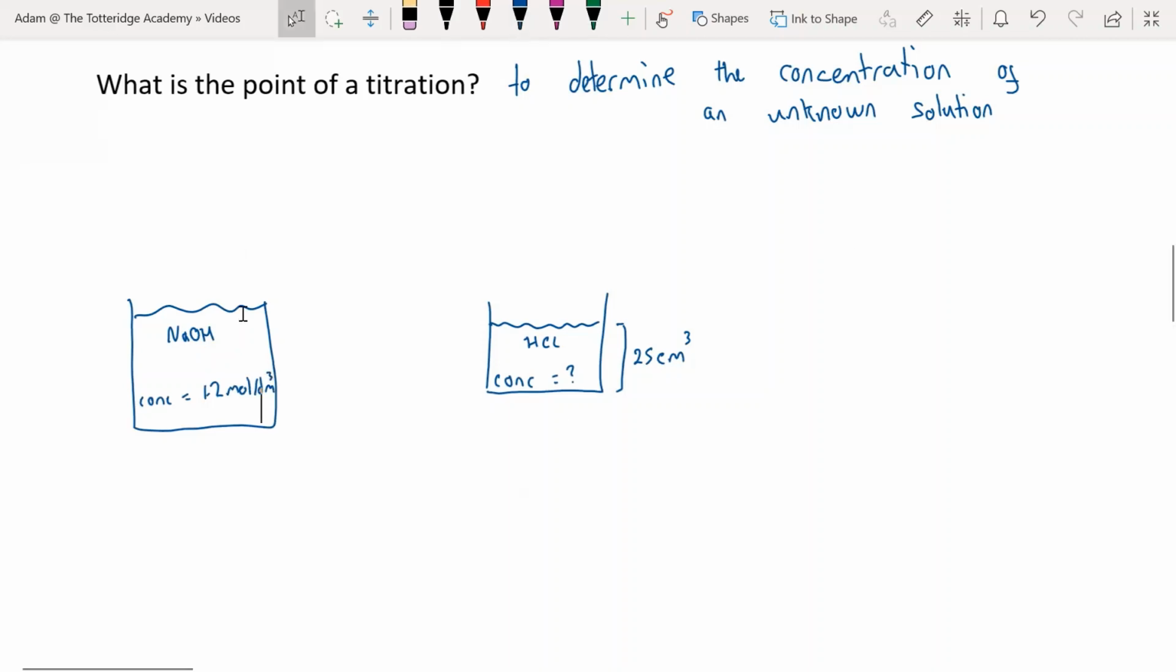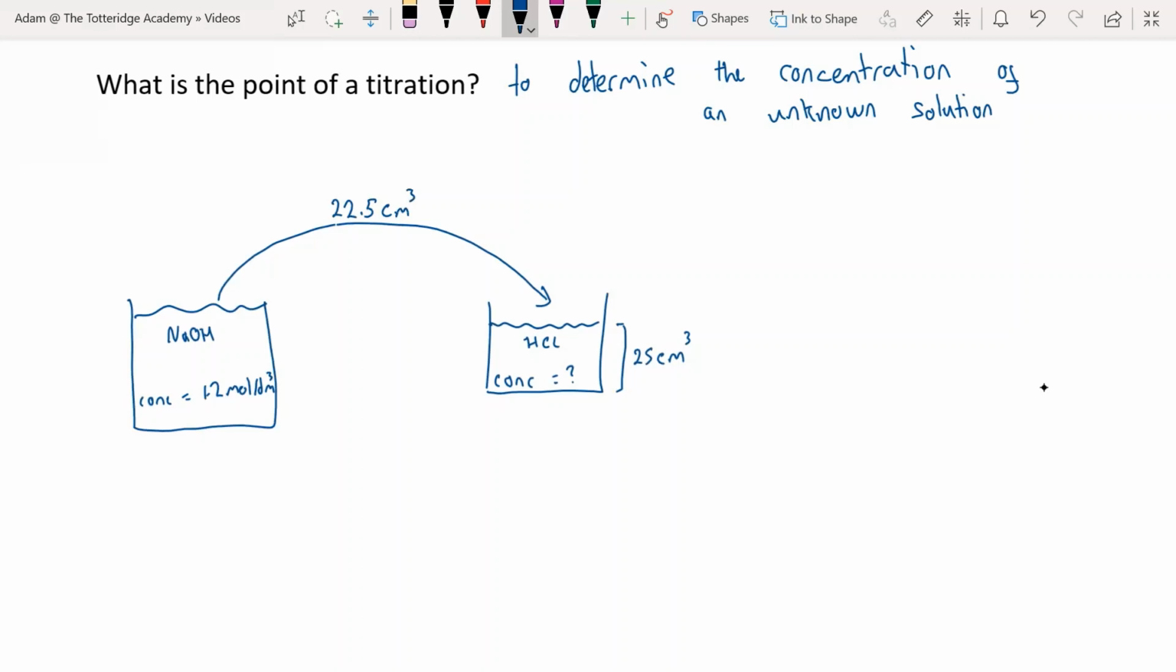So I've got my NaOH, which is 1.2 moles per decimeter cubed, and I've got my HCl, which is 25 centimeter cubed. Now what I do is I add this into here until it is perfectly neutral. So I've got just the right amount of NaOH for HCl. No more, no less. I.e., nothing is excess, nothing is limiting either. And let's say I do that and I find that I've added 22.5 cm cubed.